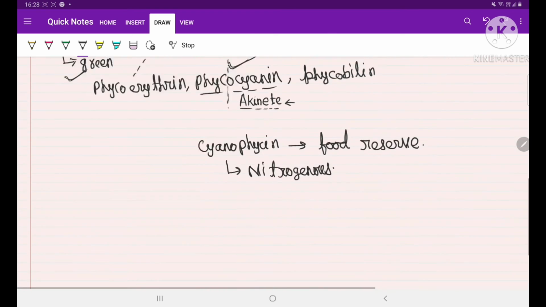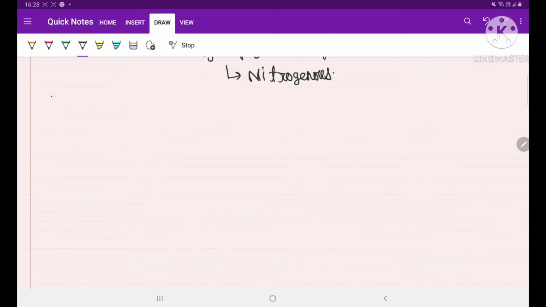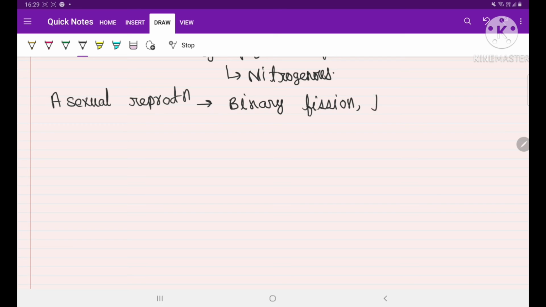Now we'll talk about reproduction. So they have asexual reproduction. Yes, they have asexual reproduction like binary fission. They have fragmentation also.